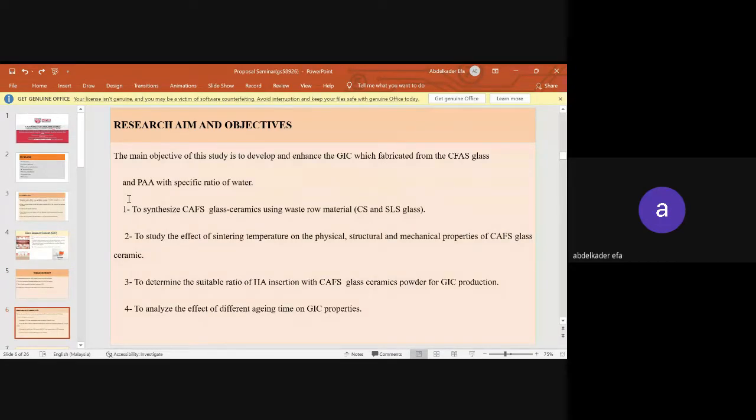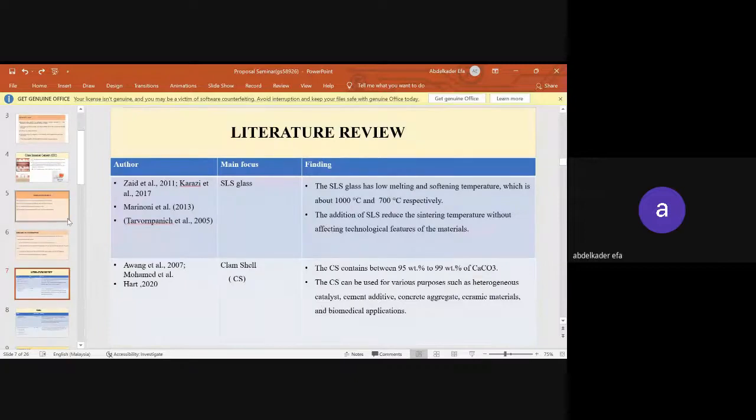Objective of this research: after synthesis of calcium fluoroaluminosilicate, we will study the effect of sintering temperature on the physical and mechanical properties of the glass, and also determine the suitable ratio of hydroxyapatite addition, and also analyze the effect of aging time on the glass ionomer cement properties.